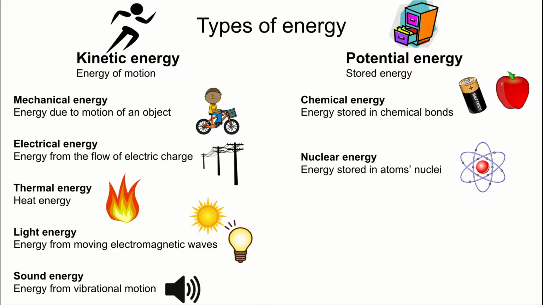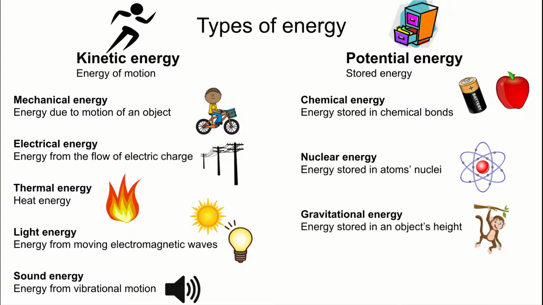Nuclear energy is another type of stored energy, stored in atoms' nuclei. This energy is released in, say, a nuclear power plant or a nuclear bomb. Gravitational energy is energy stored in an object's height. This monkey will release the gravitational energy that's stored when they let go of the branch and fall to Earth. And finally, elastic energy is a type of potential energy. This is energy stored in elastic objects like a spring or a rubber band.